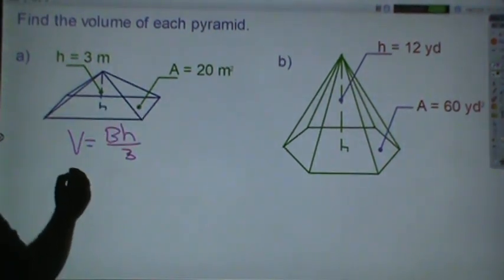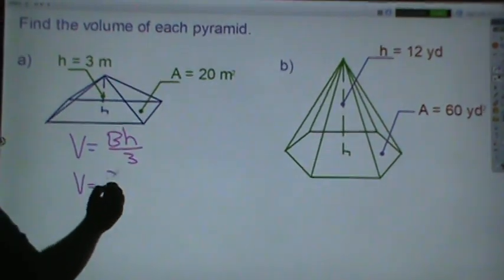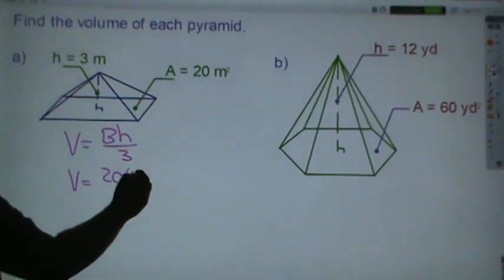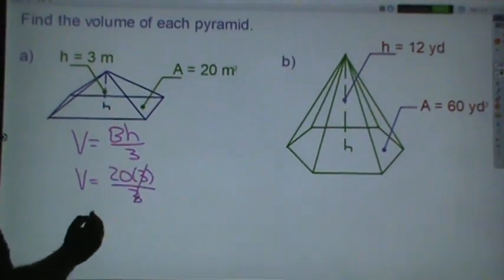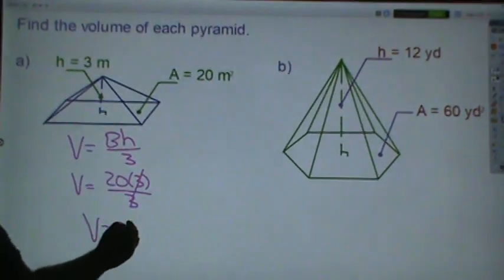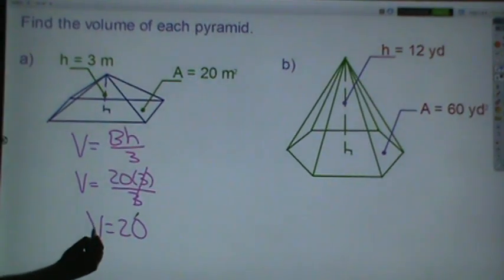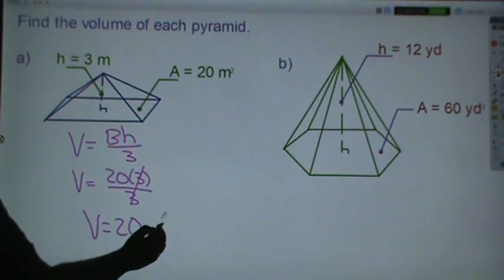They told me the area of the base. The area of the base here is 20, the height is 3, and I'm going to divide by 3. Like I said, I like to divide first, so I'll just cross out those 3's and say that volume is equal to 20. And I need to remember with a volume, it's always a cubic unit, so it's going to be meters cubed.